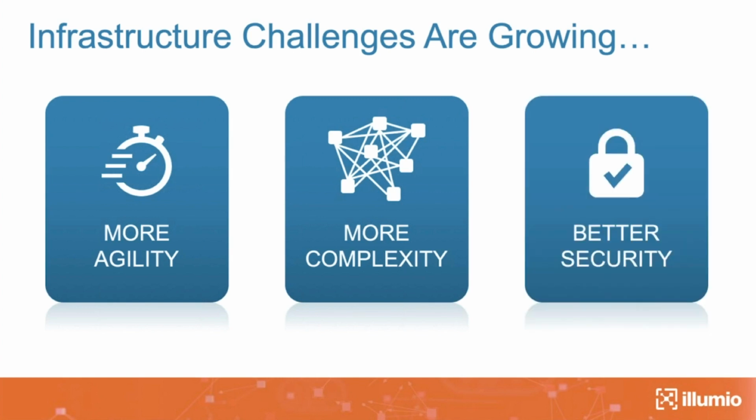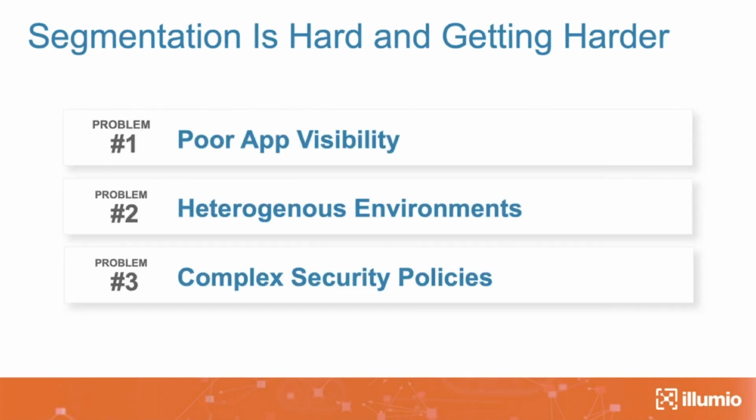And last but not the least, as I mentioned, security is top of mind for everybody. So as business leaders are saying, I want more agility in my environment, they're also saying, I want this agility to come with security. It should not be an either-or situation. So these three things that are driving the challenges in the infrastructure play a big role in how customers do security segmentation.